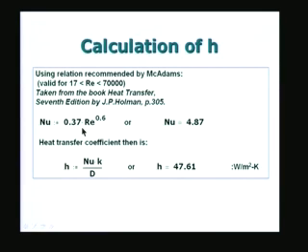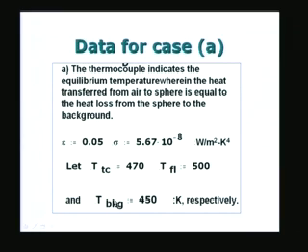Nusselt number equals 0.37 Reynolds number to the power 0.6, and if you put the value of Reynolds number calculated earlier, you will get a value of 4.87. And from Nusselt number, we again calculate the heat transfer coefficient, h equals Nu K by D. This is the general definition, h equal to 47.61 watts per square meter Kelvin, and we will go to the two cases. The data for case A: the thermocouple indicates the equilibrium temperature, wherein the heat transfer from air to the sphere is equal to the heat loss from the sphere to the surroundings. It is just what we explained on the board.